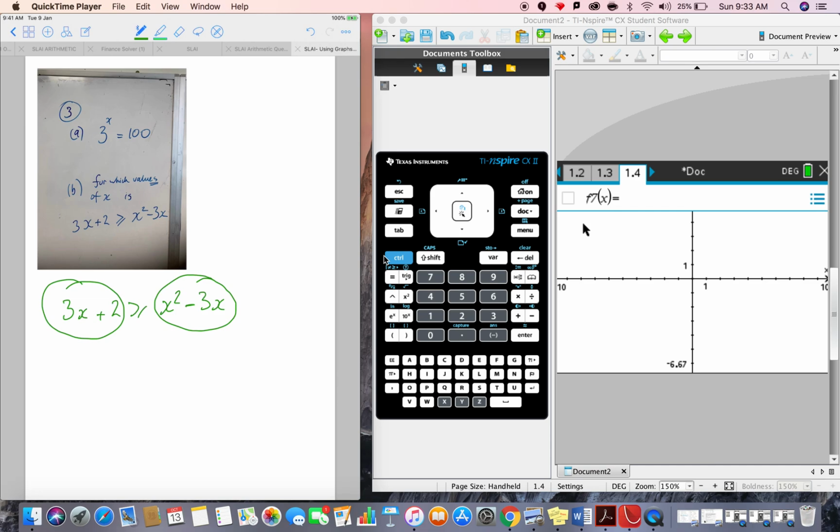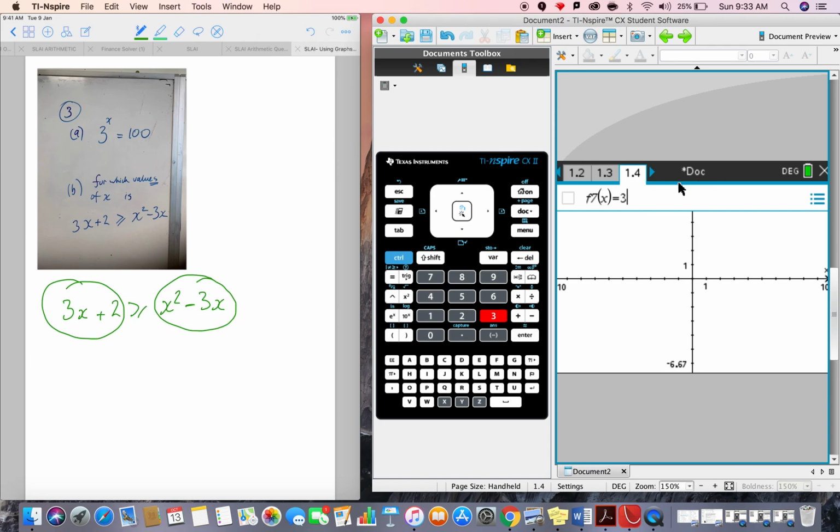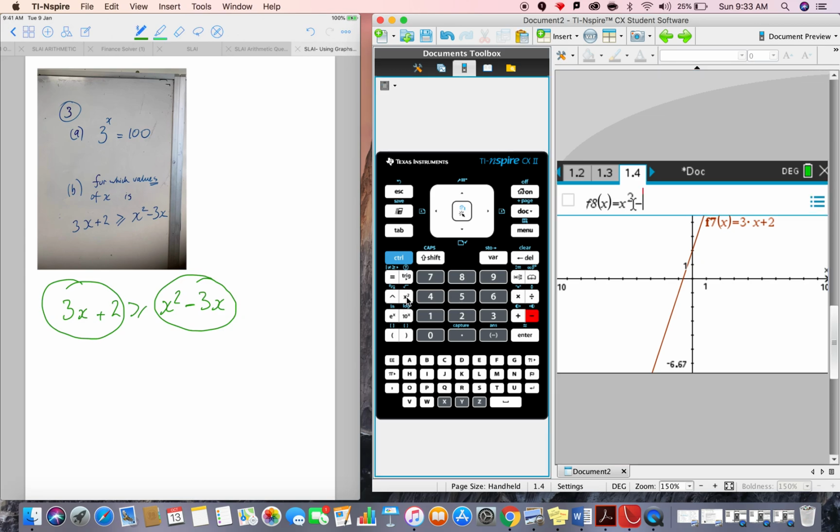So let's go ahead and type that in. That's 3x, there we go. Oops, let me just press escape. That's 3x plus 2 on the left-hand side, and double tap. On the right-hand side, x squared minus 3x. There we go.